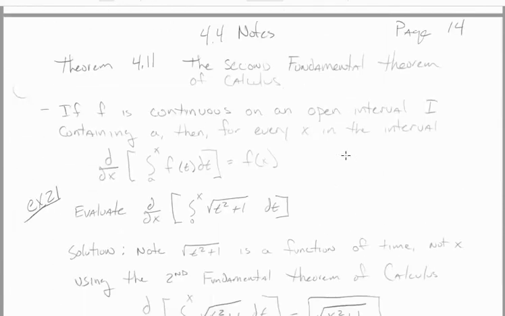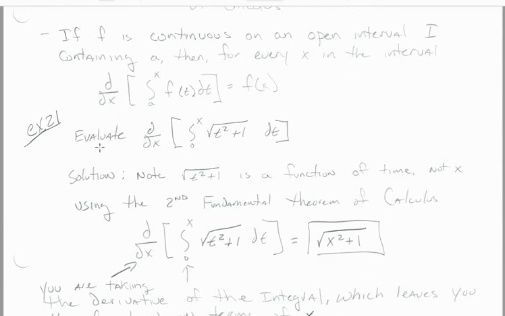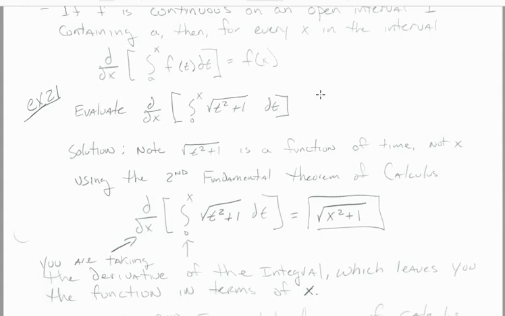Another note, second fundamental theorem of calculus. If f is continuous on an open interval I containing a, then for every x in the interval, the derivative of the integral is the function back itself. So notice that d dx means we're taking the derivative with respect to x of the integral from a to x of f of t dt. It just tells us that we're going to get f of x back. So we're going to get this function, and now instead of a function of time, it's going to be a function of x. So let's roll through that here in example 21.